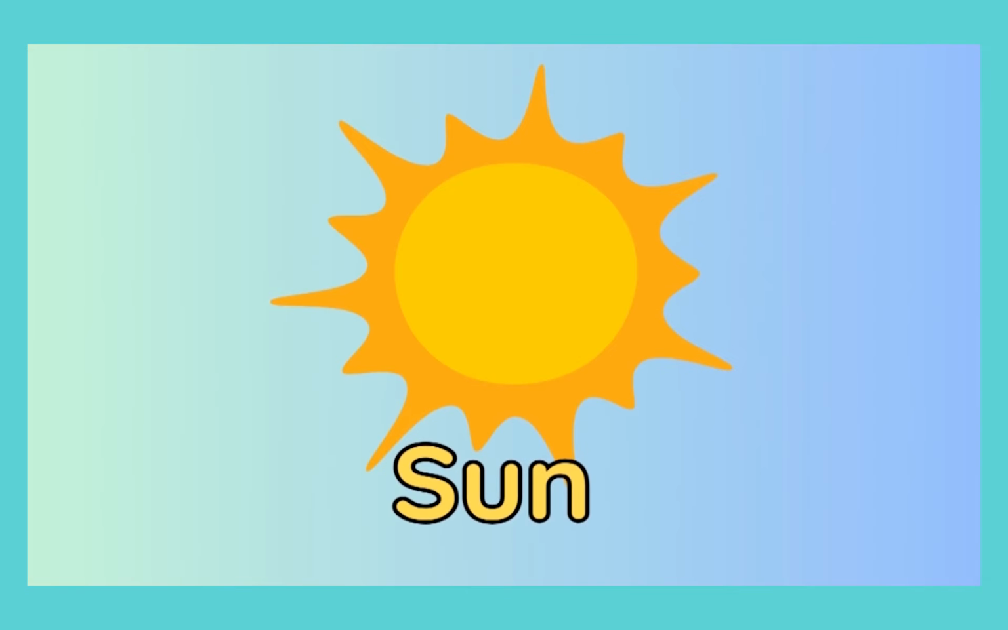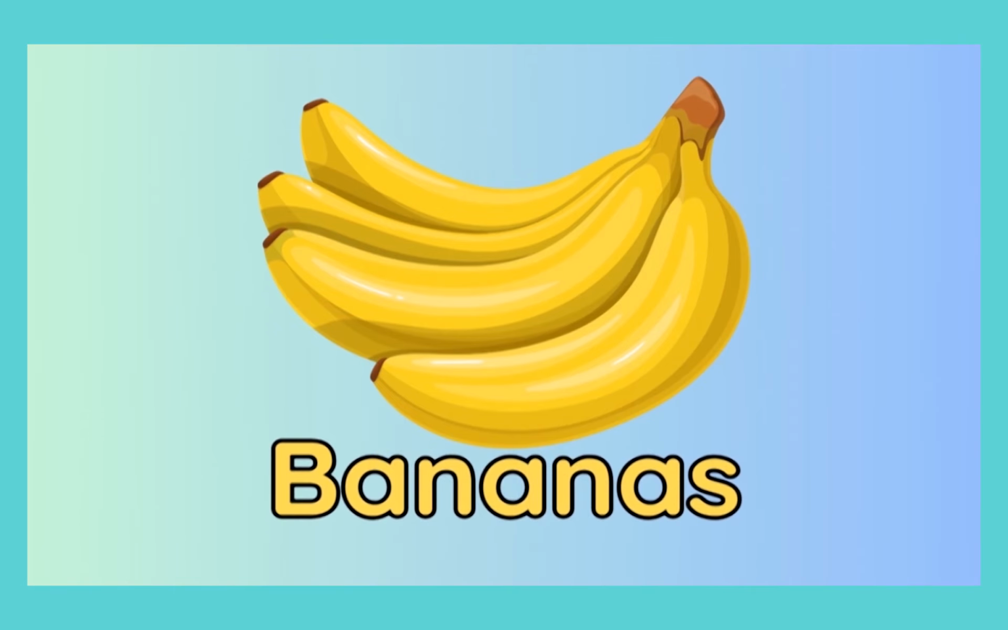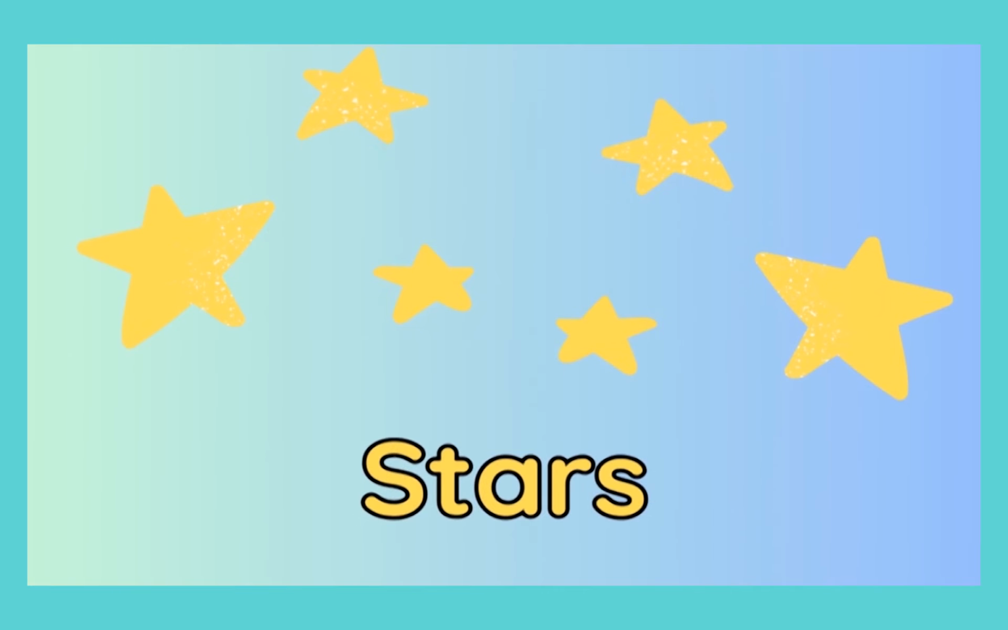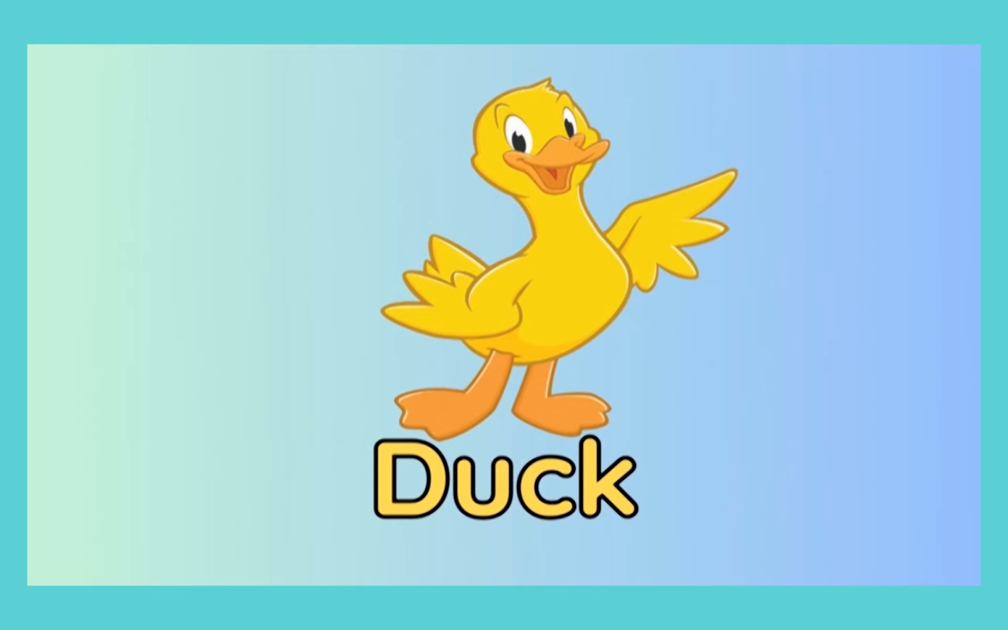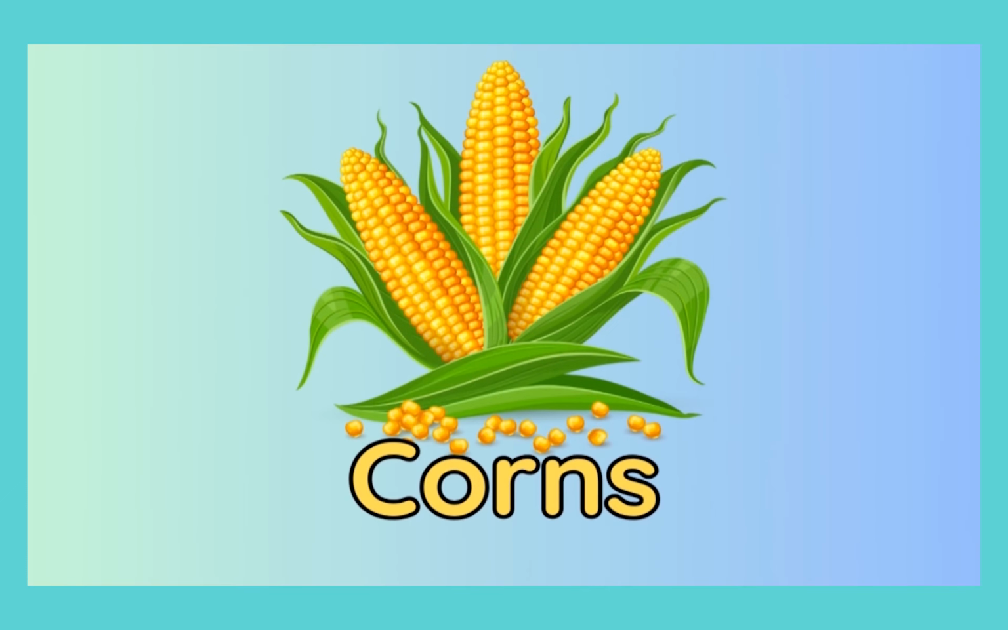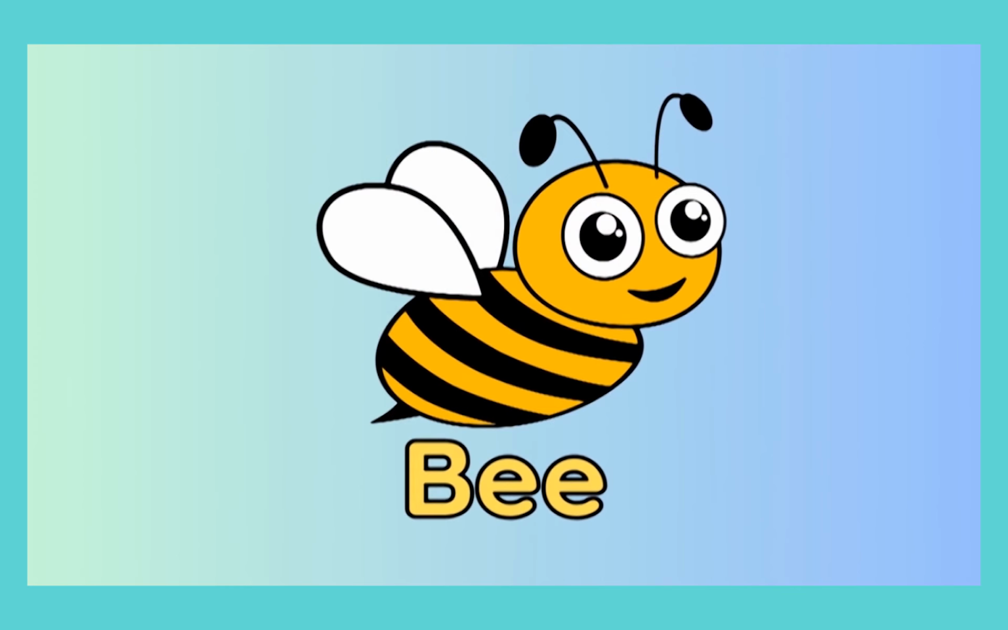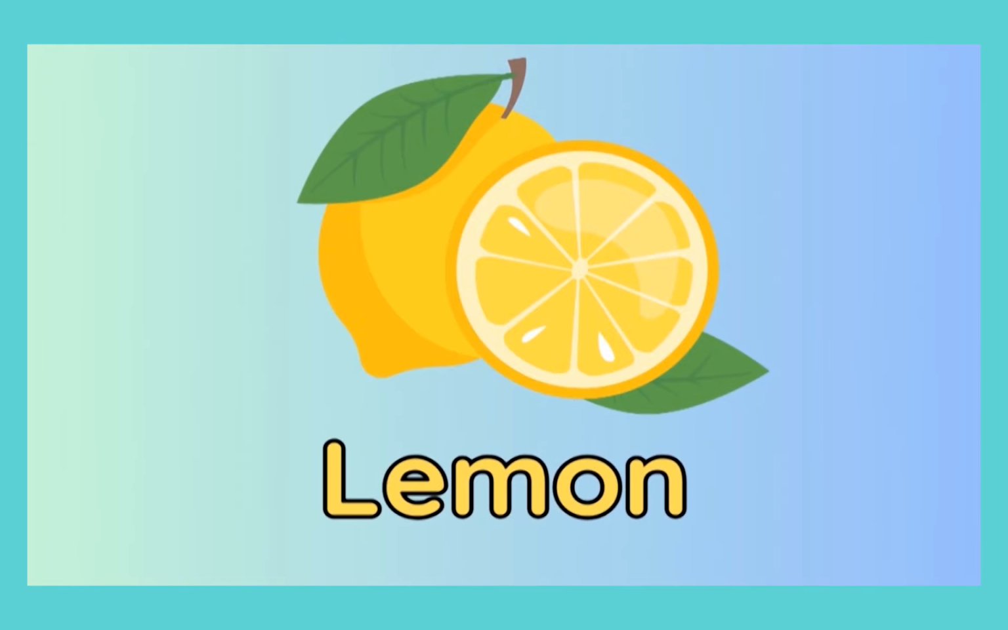Yellow. Sun is yellow. Bananas are yellow. Stars are yellow. Mangoes are yellow. Dog is yellow. Corns are yellow. Bee is yellow. Lemon is yellow.